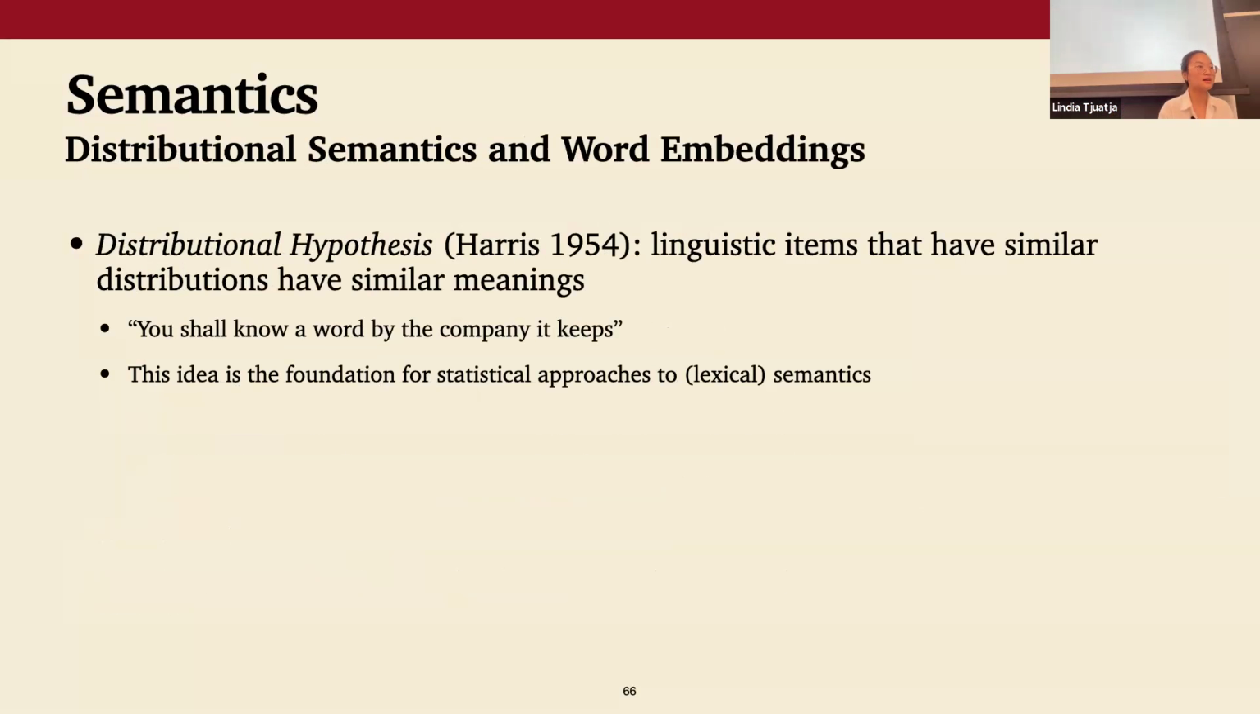One really important theory that comes from semantics is the distributional hypothesis by Zellig Harris, who, fun fact, was actually Chomsky's PhD advisor, but the two birthed completely different schools of thought in linguistics that are often at odds. This hypothesis says that linguistic items that have similar distributions in use will end up having similar meanings. A very famous quotation that rephrases this is, "You shall know a word by the company it keeps." This idea is the foundation for lots of statistical approaches to semantics, both lexical and otherwise.